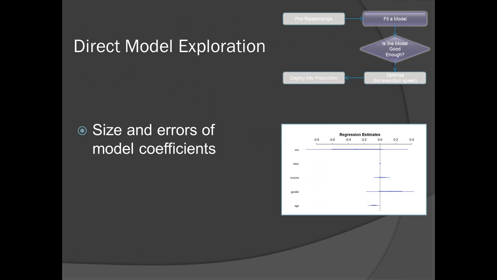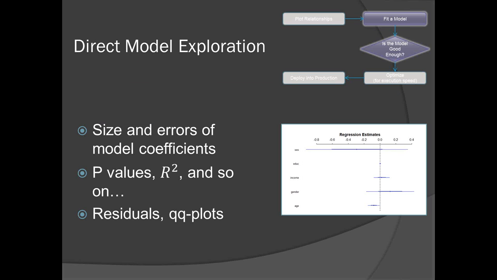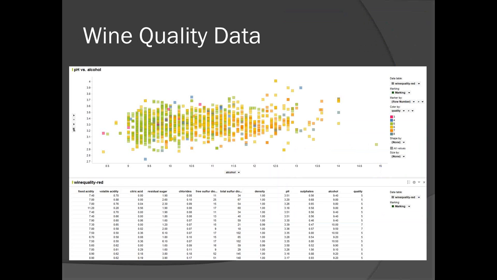So the direct model exploration, as I mentioned, is where we actually want to see what the composition of coefficients, the composition of the errors of those coefficients, perhaps some other measures, although I tend to like the size and error of model coefficients most, and look at different plots that can help in evaluating those. And also look at things like residuals and QQ plots pretty quickly. And those indicate, especially in linear regression, how well the signal is separated from the noise.